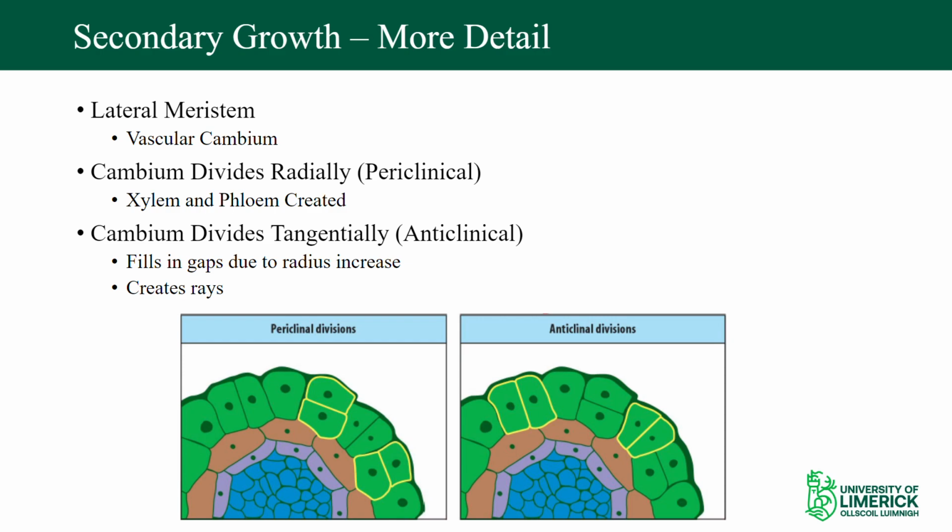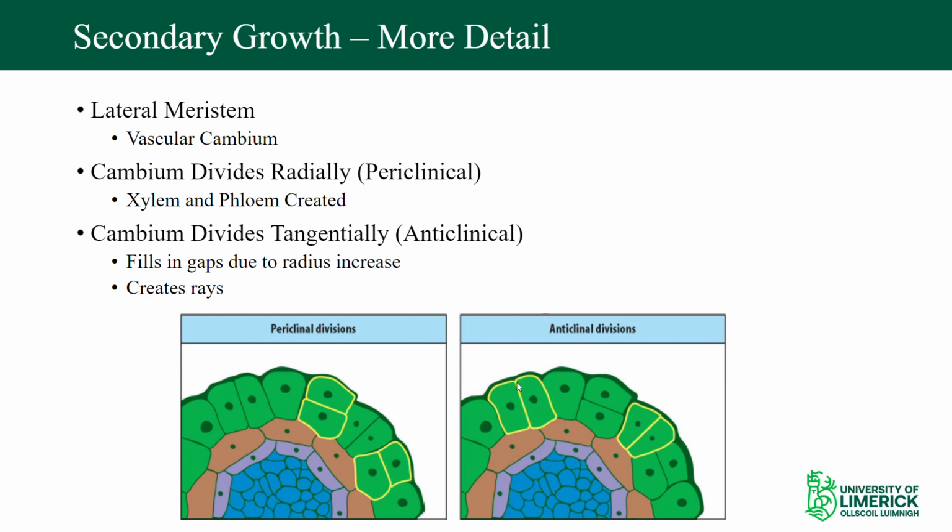Okay, so we've got periclinal divisions and then anticlinal divisions. Basically radial and tangential divisions, allowing for the increase in diameter and allowing for the increase in circumference to fill the gaps. Okay, so as you can see, in an anticlinal division, we start to get this almost radial line. If we were to draw a line through the center of these two cells towards the radius, or towards the center of the tree, this allows for the development of ray cells.